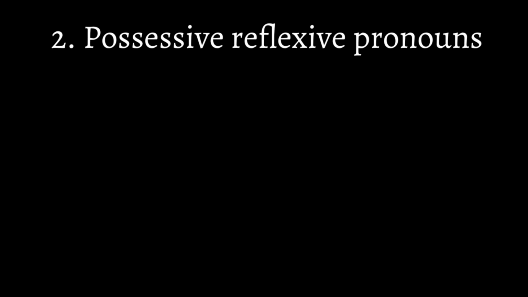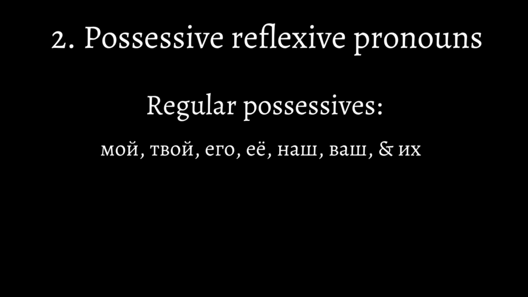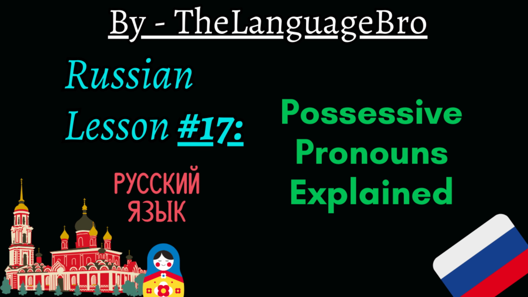Let's continue with possessive reflexive pronouns. Possessive reflexive pronouns in Russian are a bit more tricky because they're all affected by the 6 cases, have gender and plurality, and are used differently in Russian than in English. Regular possessives in Russian are a bit simpler, like мой, твой, его, ее, наш, ваш, and их, and I already made a video talking about possessive pronouns in Russian.